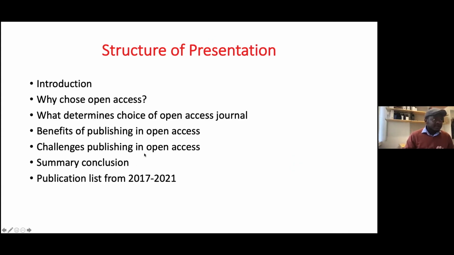The structure of this presentation looks like this. I'm going to provide a brief introduction on why we choose open access, what determines the choice of open access journal, and some benefits and how it has helped me in my career, as well as some challenges that are involved, and a summary conclusion and some of the results of my work.